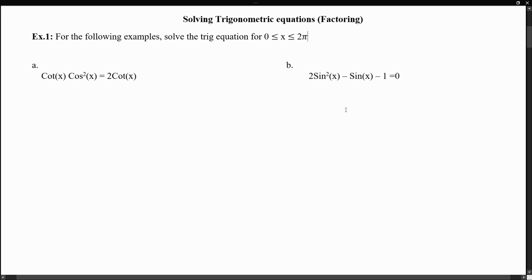So for this lesson, we'll be taking a look at the idea of solving trigonometric equations, but now we're going to concentrate on examples that deal with factoring. Okay, so let's get started. Let's take a look at example one.